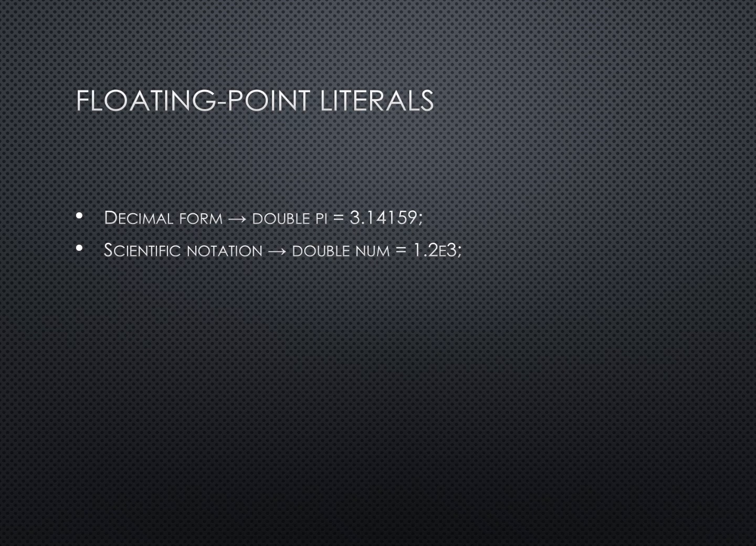Next one is the floating point literals. In addition to integers, Java also supports floating point literals. These are used when we need decimal values. The most common example is written like double pi equal to 3.14159. We can also use scientific notation. For example, double num equal to 1.2e3, which means 1.2 multiplied by 10 to the power of 3, or 1200.0.